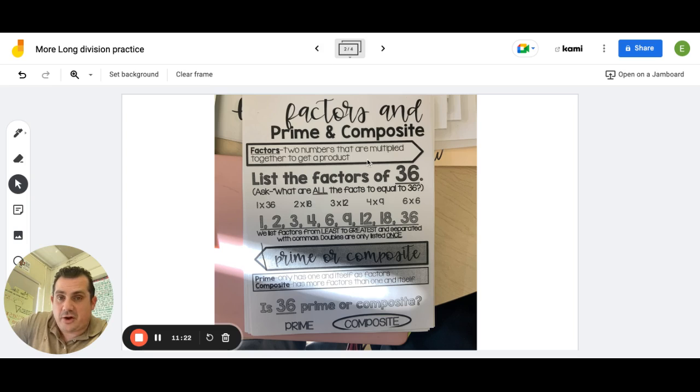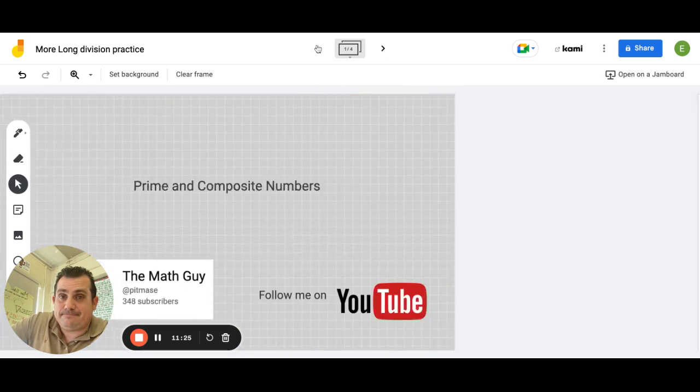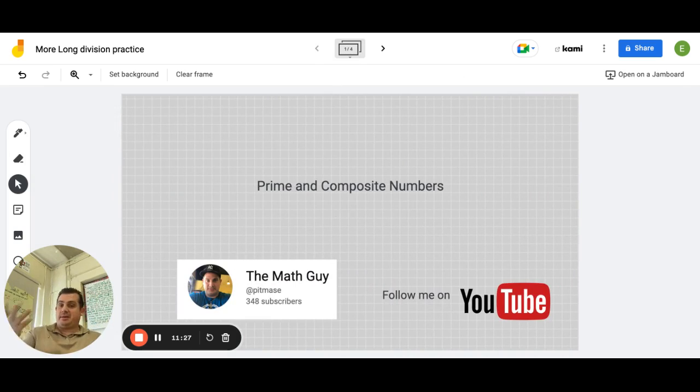You could review this chart, and there you are, prime and composite numbers.